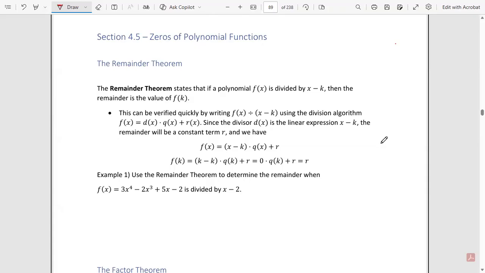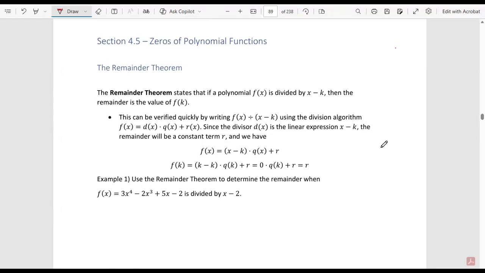In this video, we want to talk about the zeros of polynomial functions. Zeros of a polynomial function means the x-intercepts, meaning when we set the whole polynomial function equal to 0 and we find the x-intercepts.